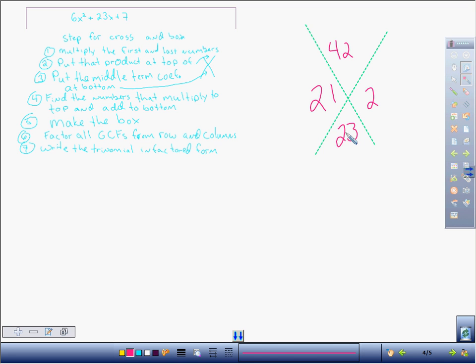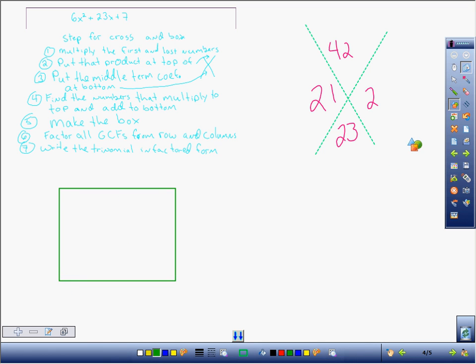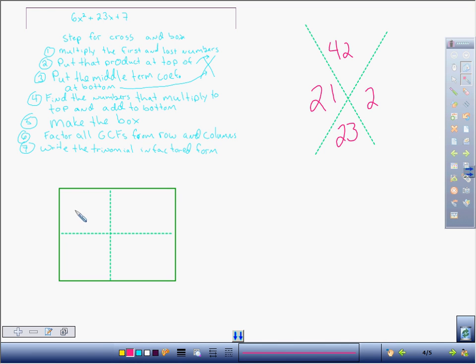Right? Got it? Okay. So the next step is to make the box. Okay? So I'm going to grab a box. Here's a box. And I'm going to make the box. Okay? And I'm going to draw in some lines. And I didn't say what to put in this box, but that's the step I skipped because I was writing down too many steps. So what goes right here? 6x squared goes right here.